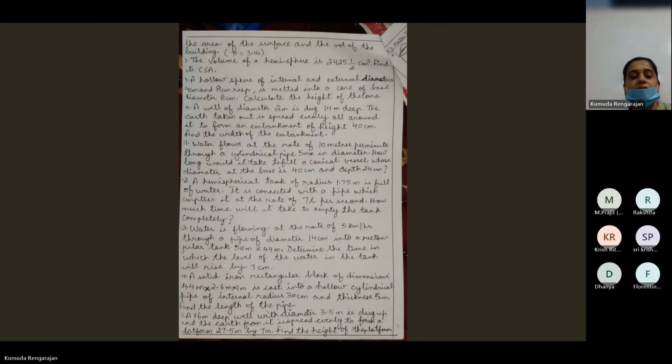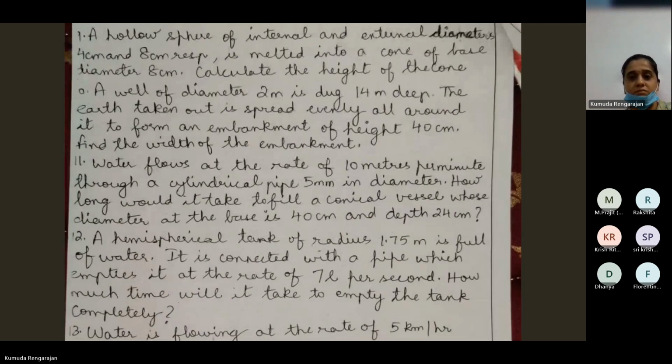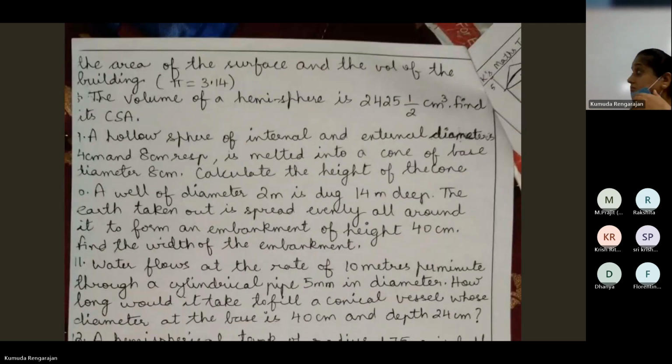Find the area of the surface and the volume of the building.